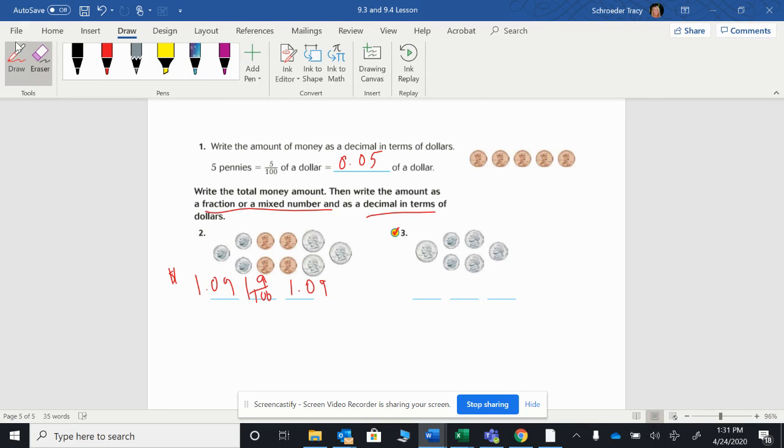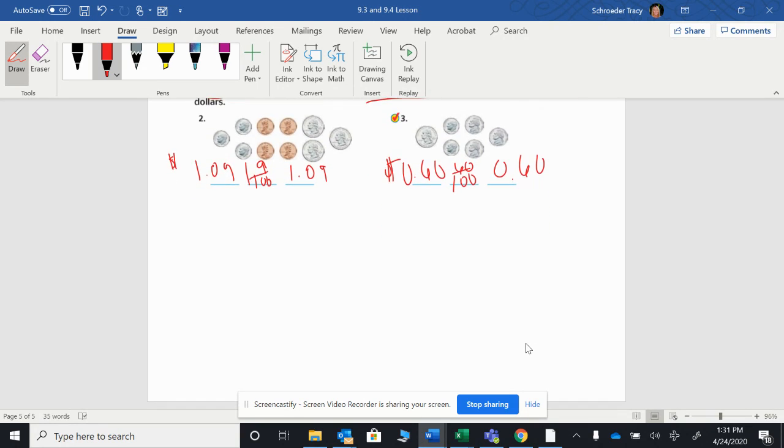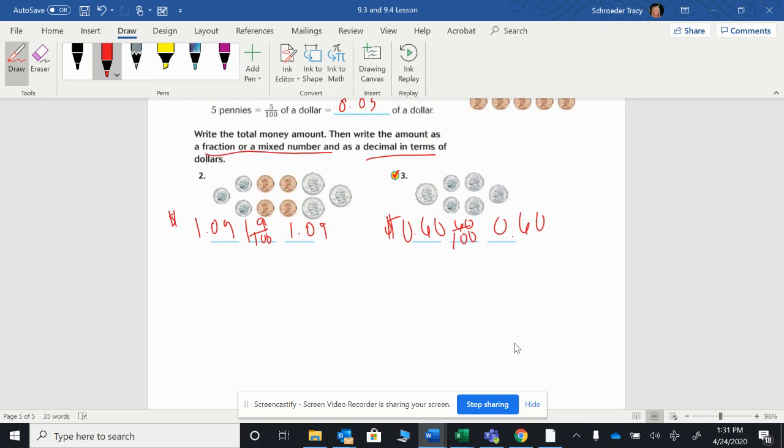For number 3, I have 25, 35, 45, 50, 55, 60. I have 60 cents. So I write it in terms of money, in terms of a fraction, 60 out of 100, and in terms of a decimal, 60 hundredths. And that is how you write money in terms of a fraction or a decimal or in decimal for dollars, and relating it to the hundredths place.